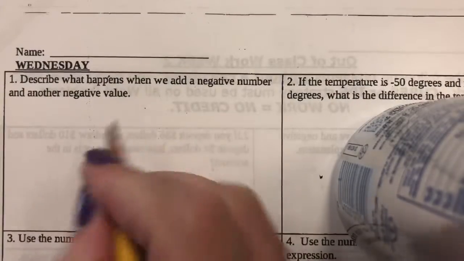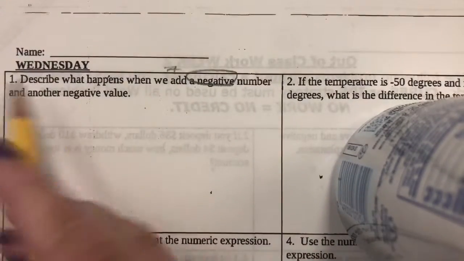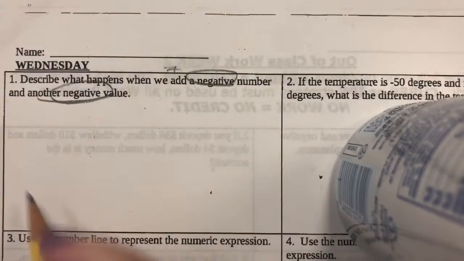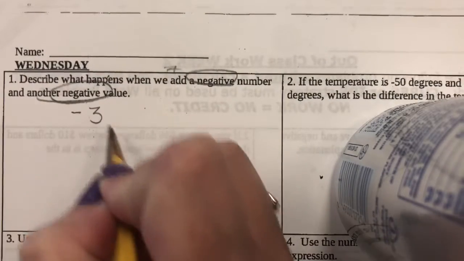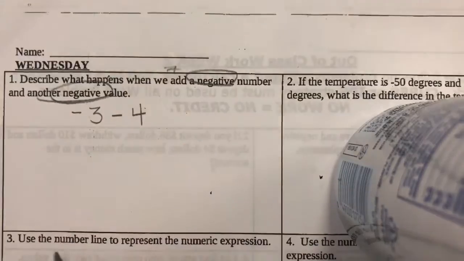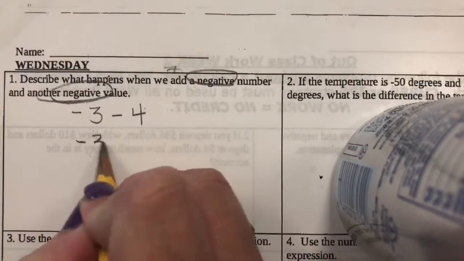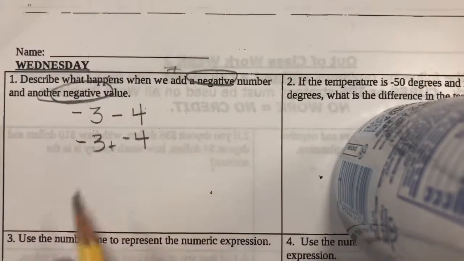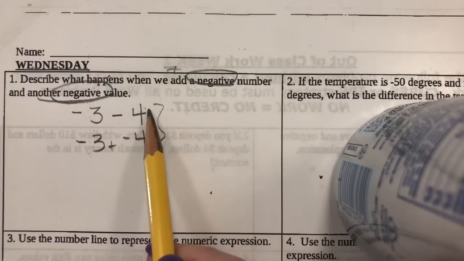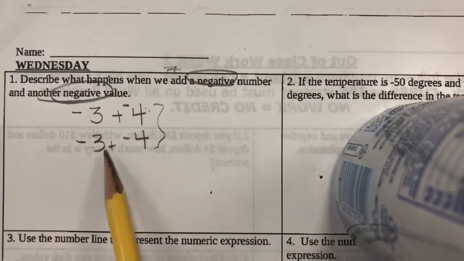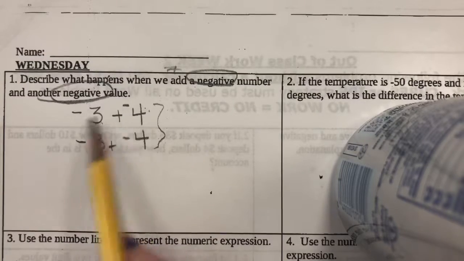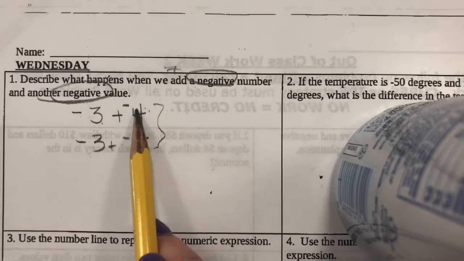Describe what happens when we add a negative number and another negative value. So I'm going to go ahead and just write an example out. I have an example of -3 and -4. This also can be written -3 plus a -4. Either of these are the same thing, because if I were to use keep, change, change on this one, that would make the subtraction problem turn into an addition problem, and I would have two negatives.